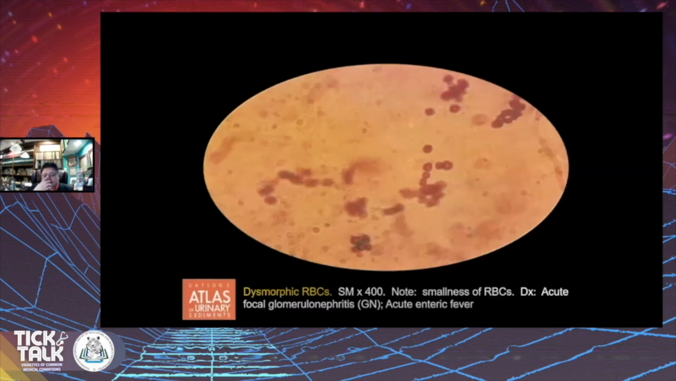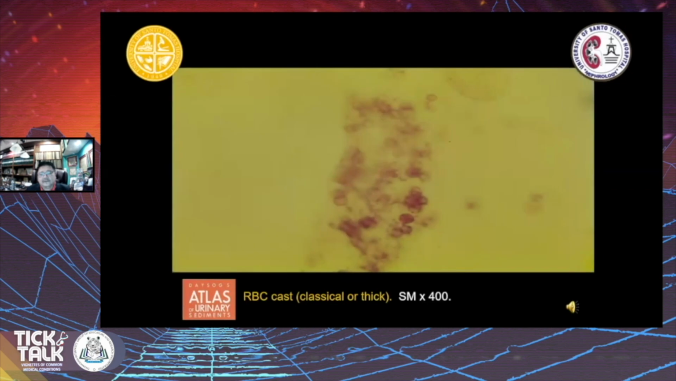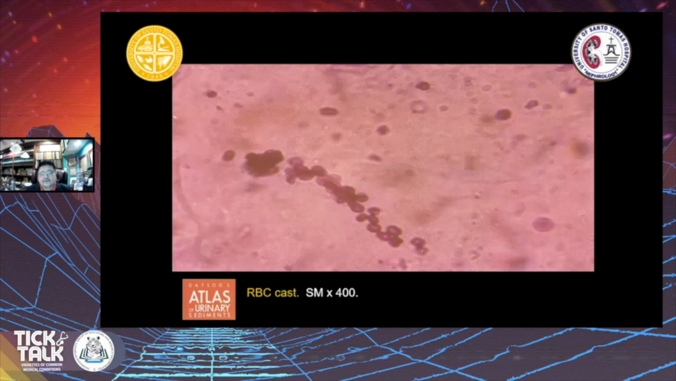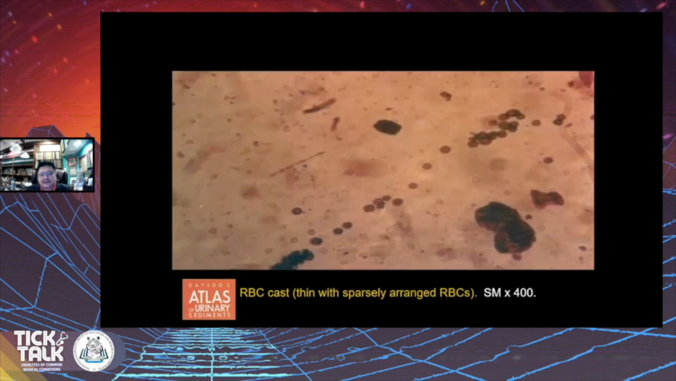So this is the example of your dysmorphic RBC. Unlike the isomorphic, the dysmorphic, because they have passed through the glomerular basement membrane, are not isomorphic anymore. They are distorted. Okay, so this is the RBC cast, doctors. When you say RBC cast, it is the tubules that are marked for protein with all the dysmorphic RBCs inside. Okay, so this is the RBC cast because it follows the one line. This is a thick RBC cast. And this is a single line RBC cast, doctors.